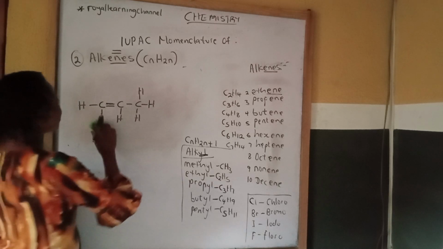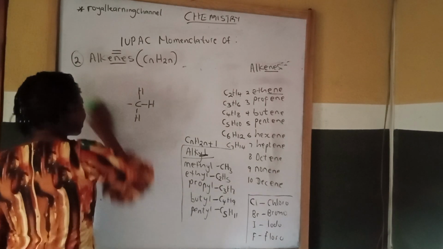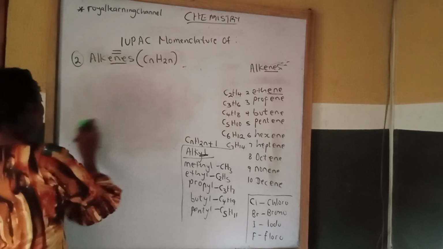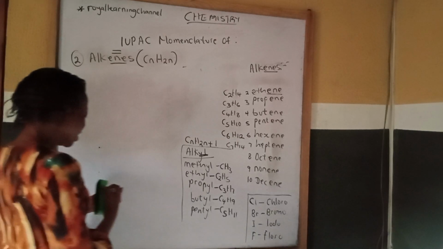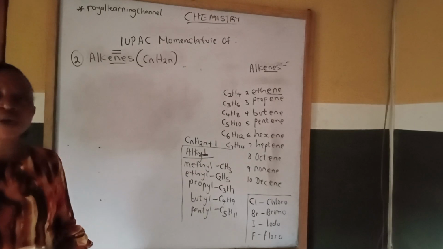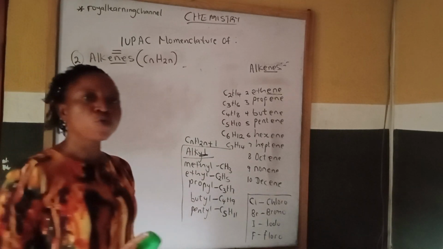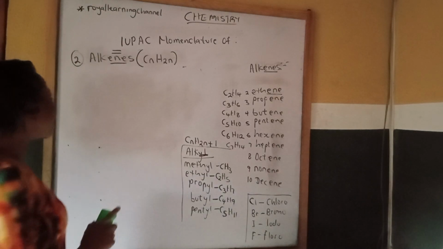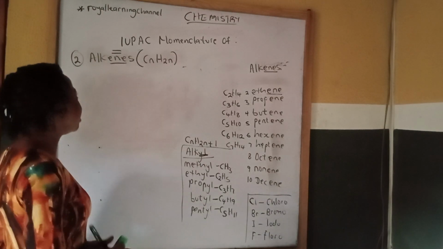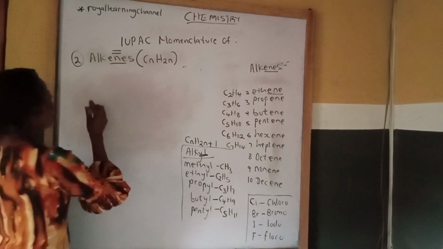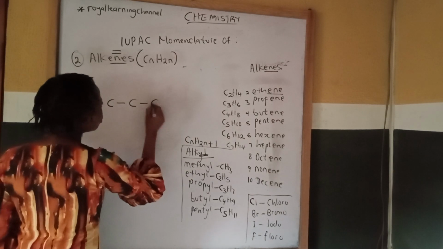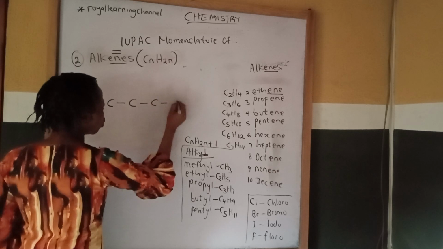Now let's start naming of alkene. Naming of alkene. Then we recognize the structure of alkene by what? By the double bond. We recognize the structure of alkene with the double bond. There is a double bond in its structure. Now let's take this structure without substituent. We are going to name a structure without substituent.